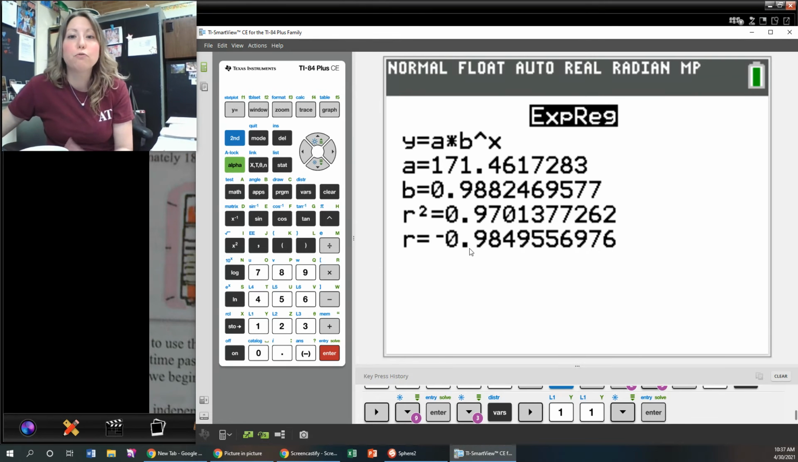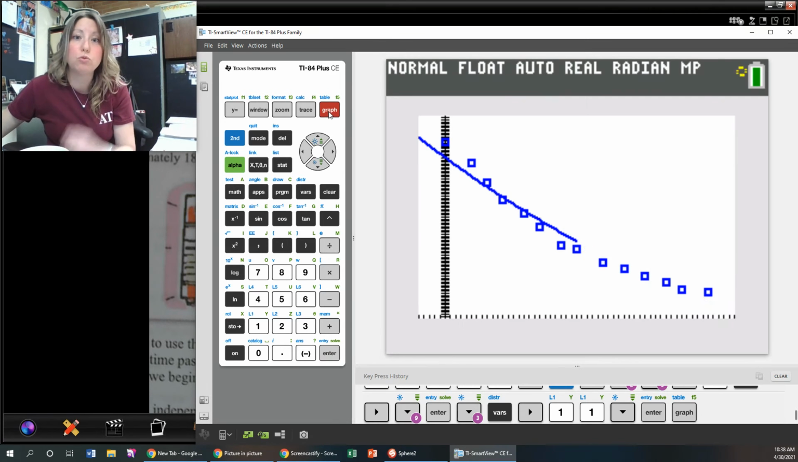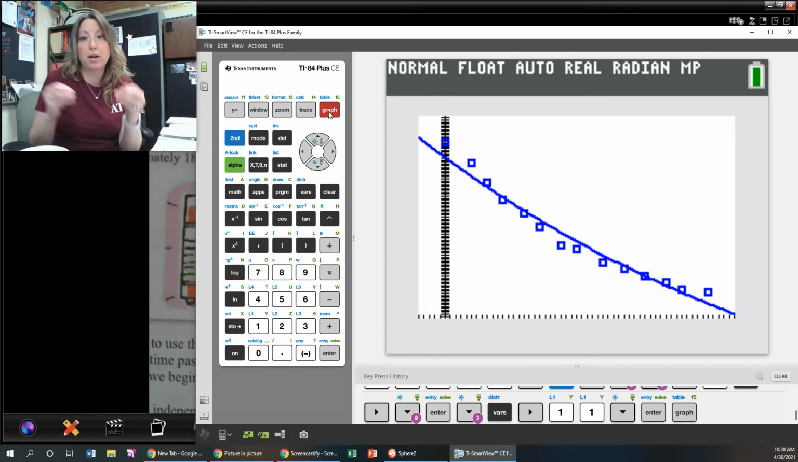Then, of course, we know from previous work with regressions that having an R value of 0.98 is a very good fit for our data. So this exponential regression is a fantastic fit as X increases, Y decreases. That's what the negative piece of it is telling me. So what's going to be really great is when I press graph to see that exponential regression with my data. And I can see a pretty decent fit with my data.